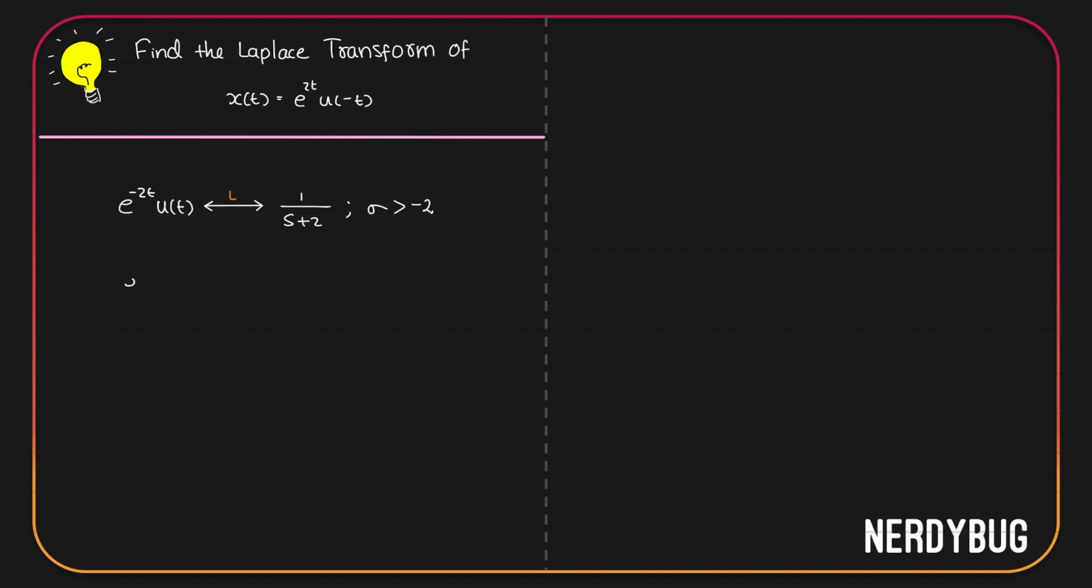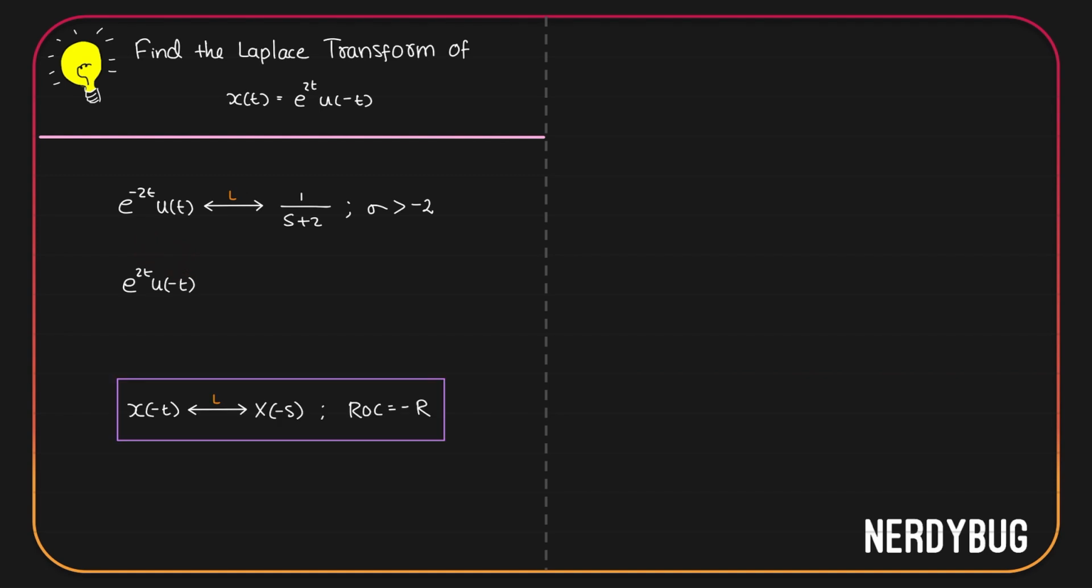What we have here is e raised to 2t u of minus t. Comparing with e raised to minus 2t u of t, we can see the only difference is instead of t, we have minus t here. According to our property, Laplace transform of x of minus t is x of minus s. So here, Laplace transform of e raised to 2t u of minus t is going to be 1 by minus s plus 2.